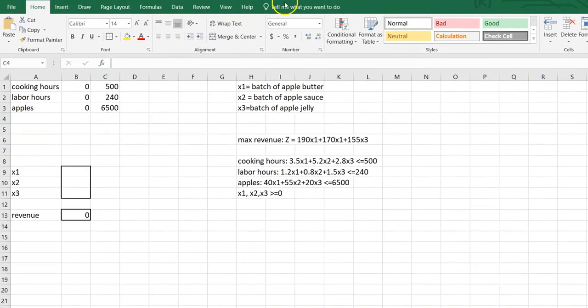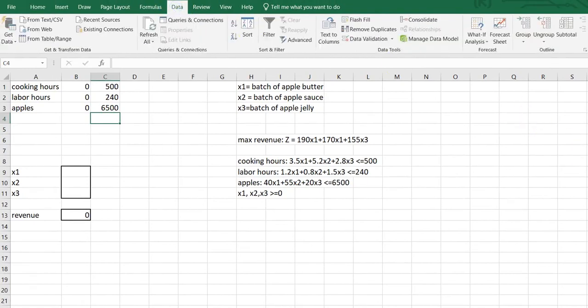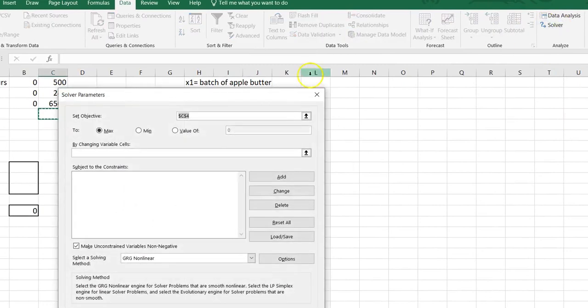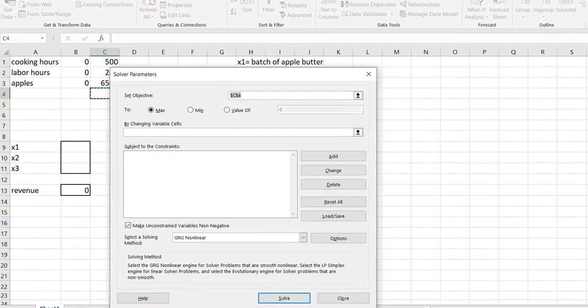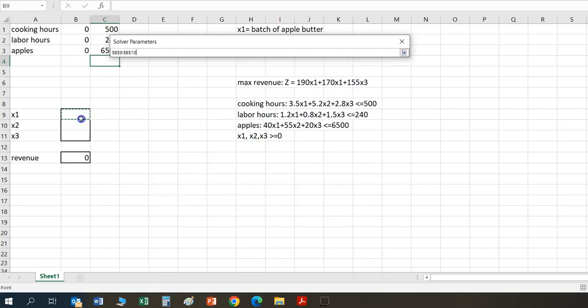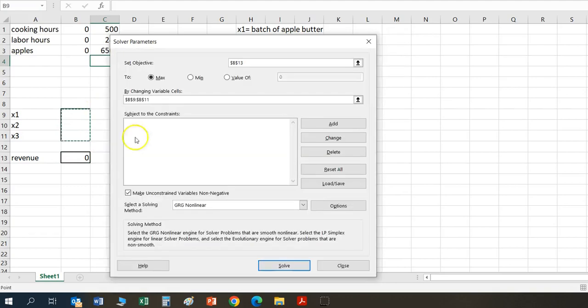Okay, so let's go to Data. And remember, we come over here and click on Solver. Our objective is in B13. It's revenue. That means money that is brought in, so max. By changing variable cells is always our decision variables. So click B9, 10, 11, click and drag.